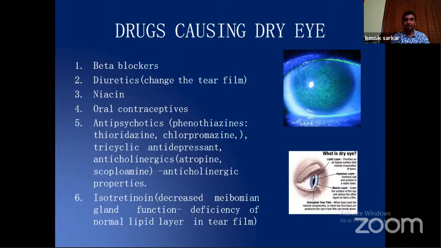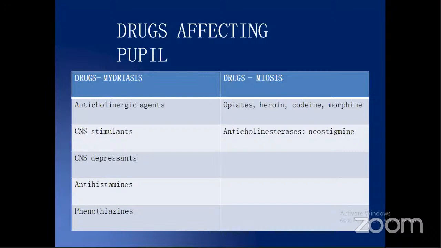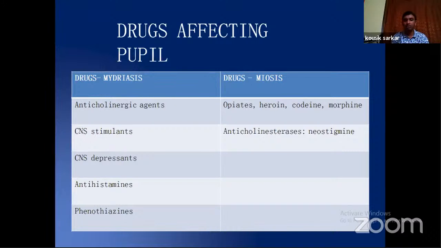Drugs causing dry eye are beta blockers, diuretics, niacin, OCPs, some antipsychotics like phenothiazine, some antidepressants, anticholinergics like atropine, scopolamine, and isotretinoin. Drugs which affect the pupil are anticholinergics, CNS stimulants, systemic antihistaminics, and systemic phenothiazines. They cause mydriasis. Systemic opioids like heroin, codeine, morphine, and systemic anticholinesterases like neostigmine cause constriction of the pupil, or miosis.